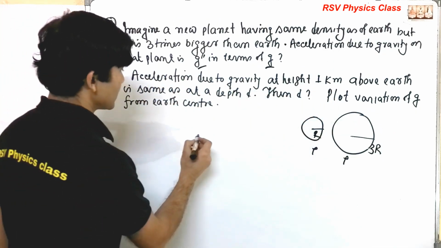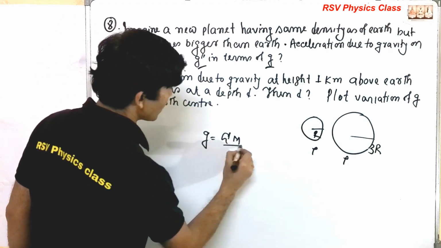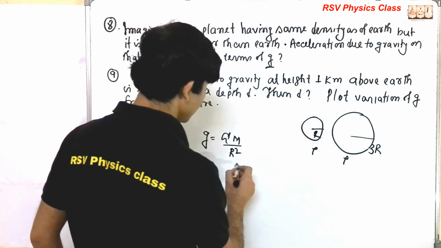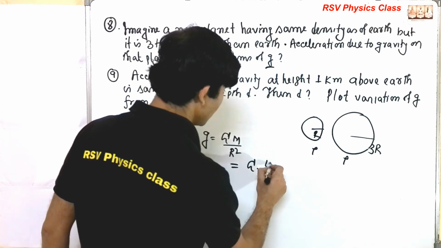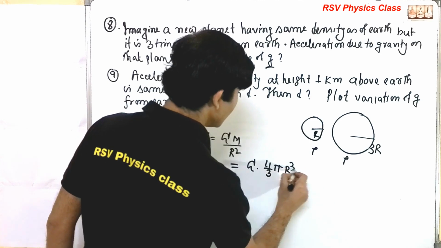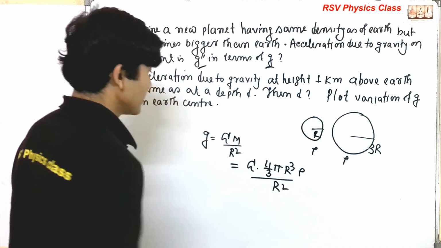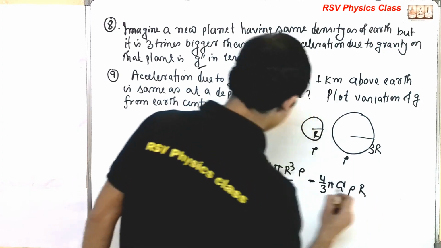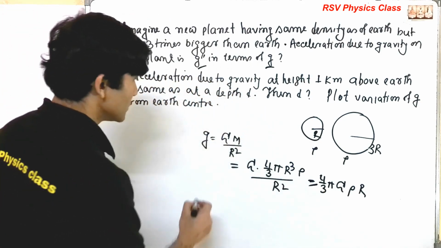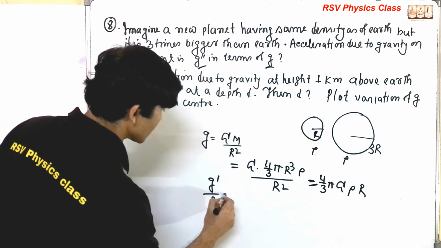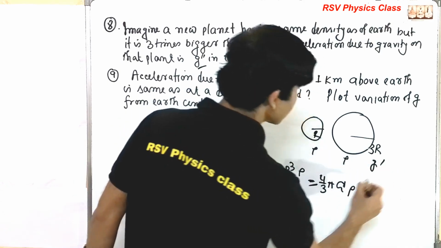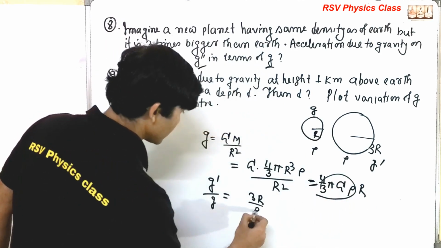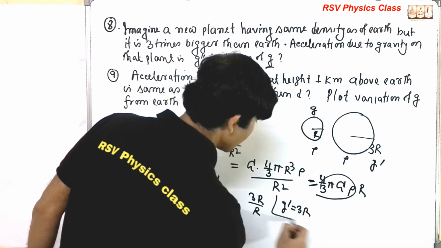Now acceleration due to gravity, g equal to G M over R squared. You have seen this. If we write it in a general form, M means 4/3 pi R cubed rho, so g equals 4/3 pi G rho R, g in terms of radius. So g prime equal to 3 times g, since everything else is a constant quantity over R. Okay, clear.